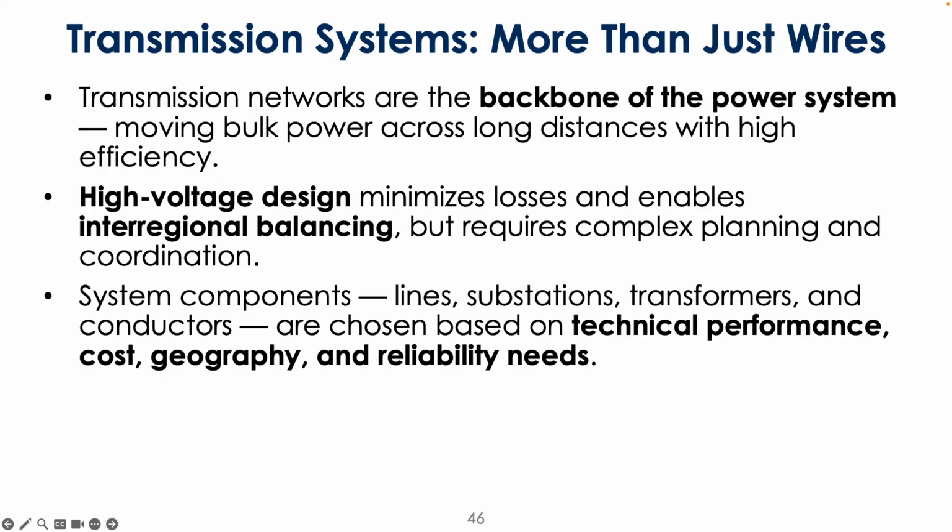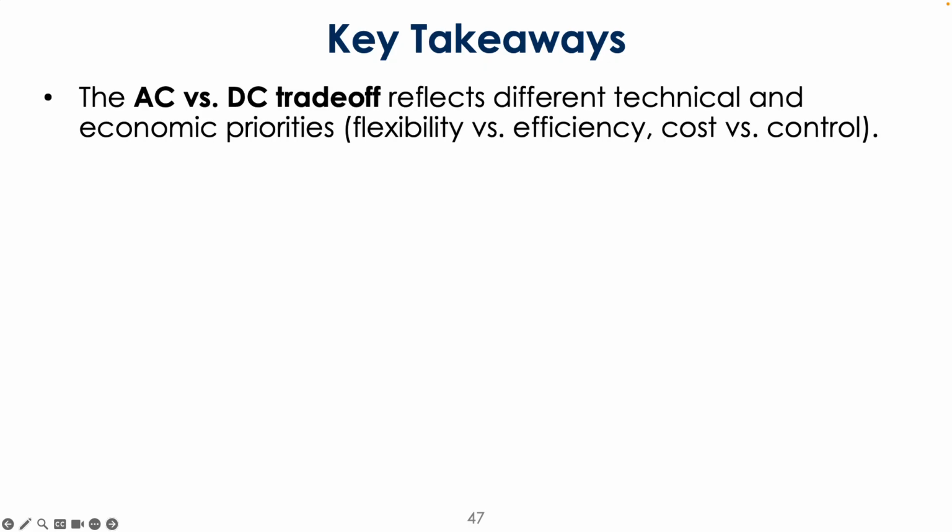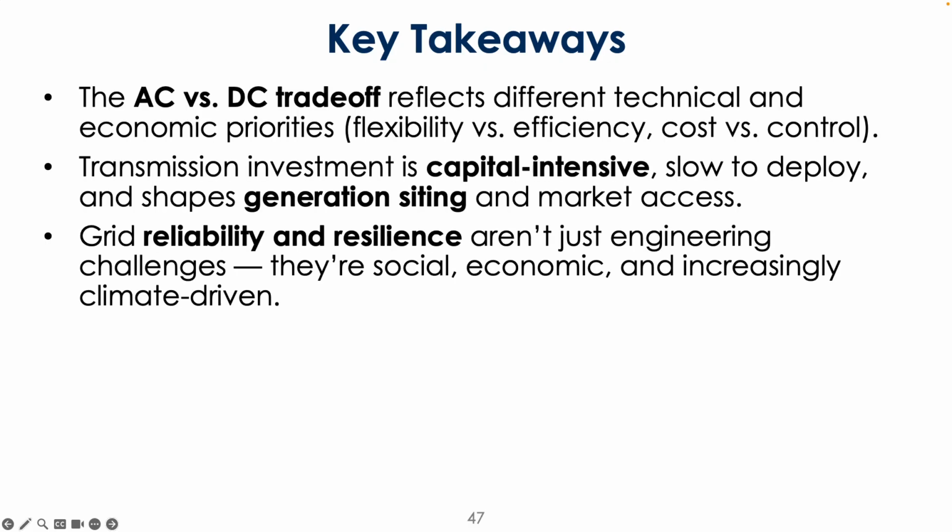A lot of the components are chosen based on things like performance and cost, right? But also are related to institutional, historical factors and geography. Okay. AC/DC, a trade-off between flexibility, efficiency, cost, and control. Very capital intensive, slow to deploy, and is related to the way we do generation siting because that's a major constraint.